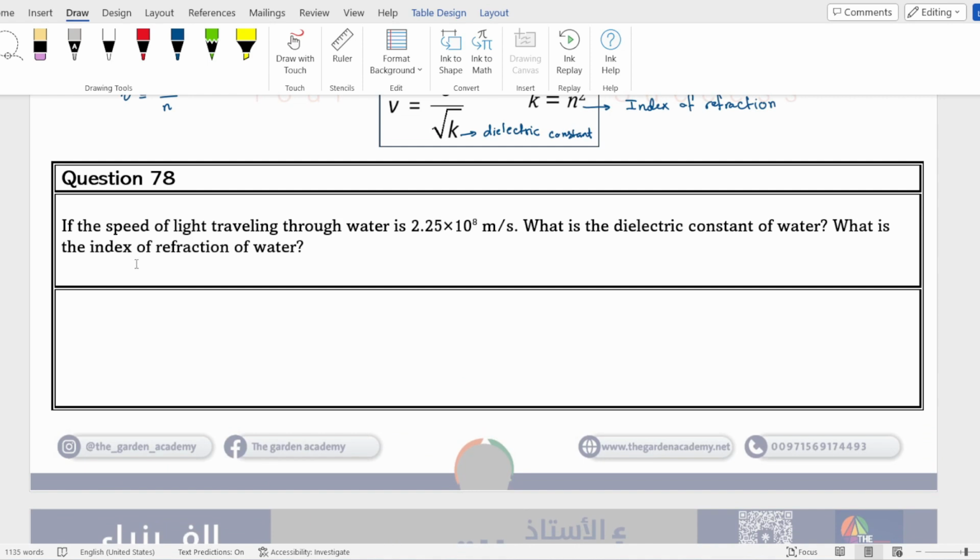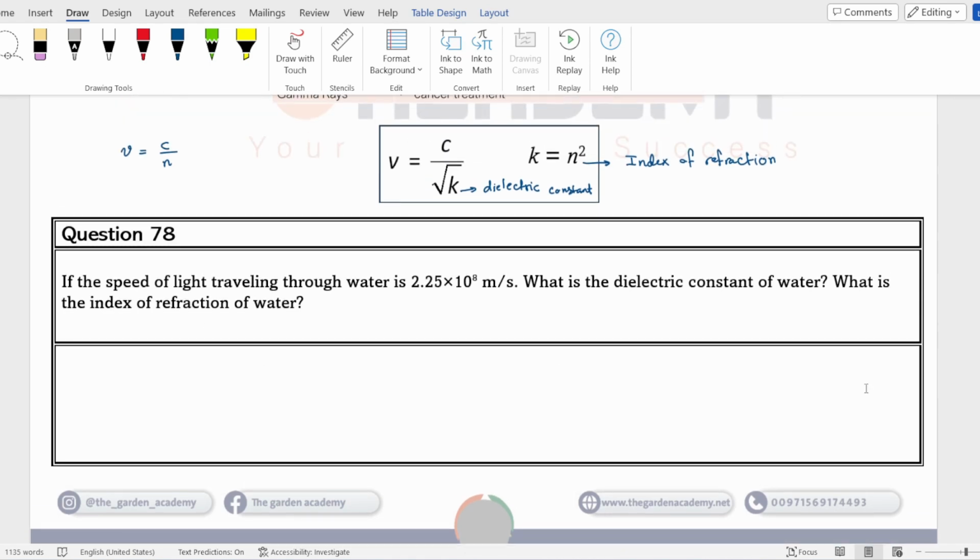أولاً, if the speed of light traveling through water is 2.25 times 10 to the power 8 meters per second, what is the dielectric constant of water? What is the index of refraction of water? طيب, أولاً هو معطينا the speed. This is the speed of the wave of light in water. So this is called v. كم السي؟ السي لازم نكون حافظينها اللي هي 3 times 10 to the power 8.